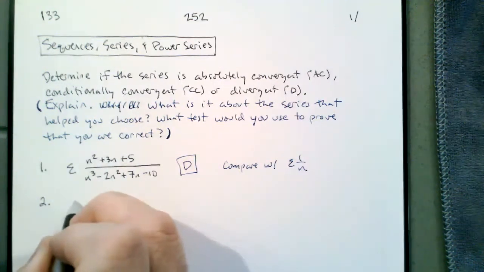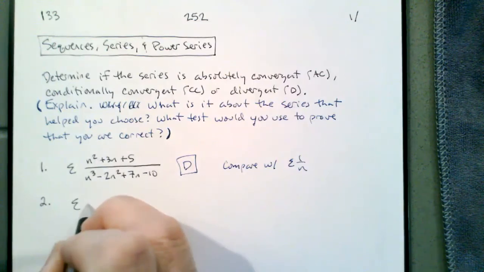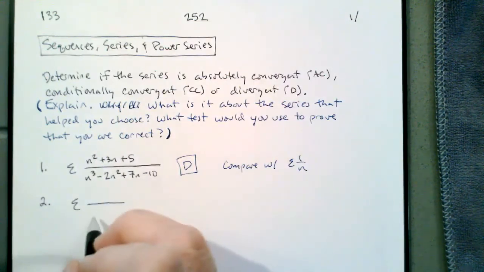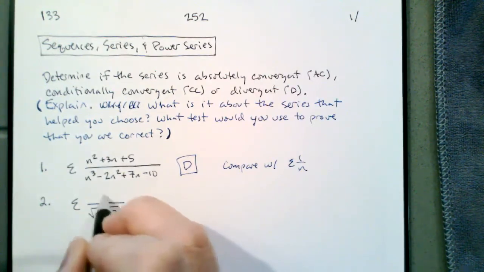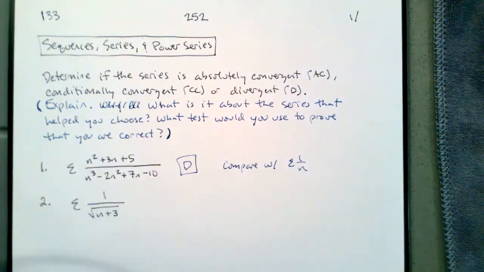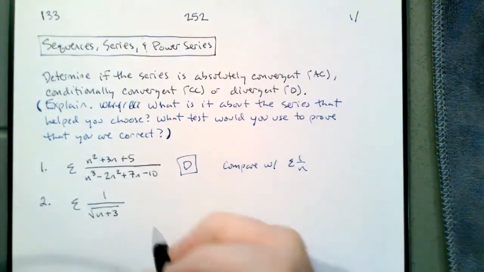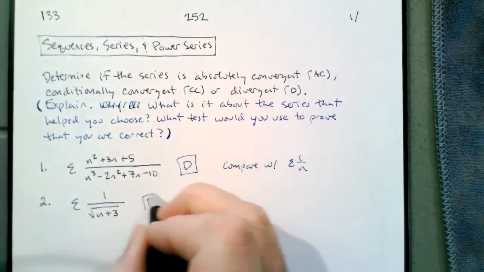Let's think about the series 1 over the square root of n plus 3. Once again, we want to try to get away from all the things that are getting in the way. Like this plus 3, when n is very large, that doesn't matter. So we're going to do a comparison with 1 over the square root of n. So we might think this diverges.